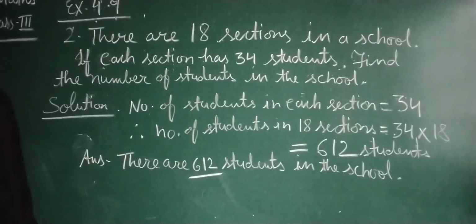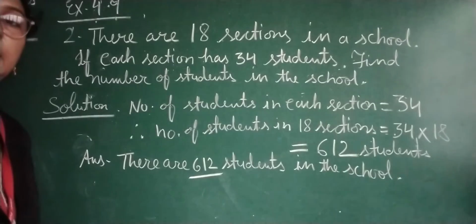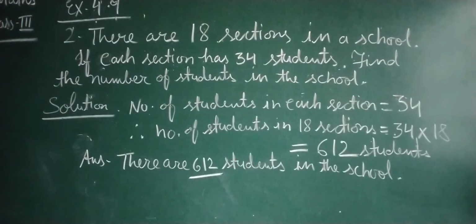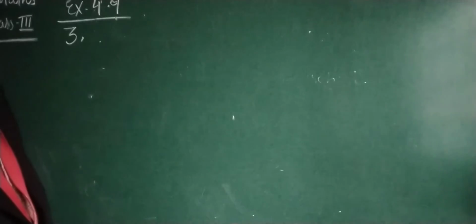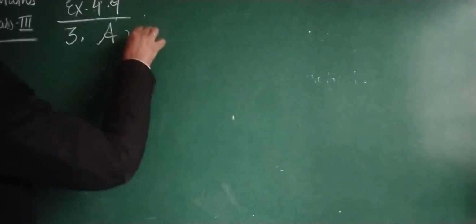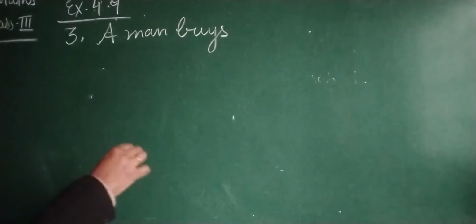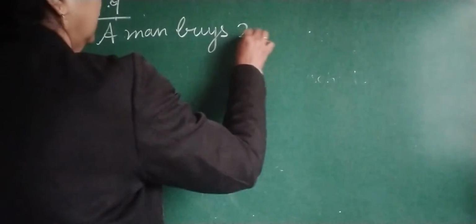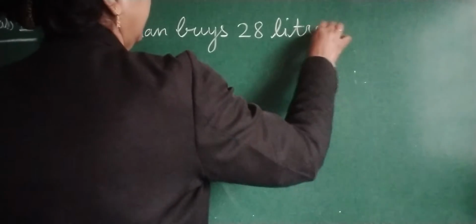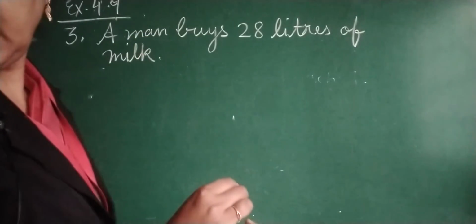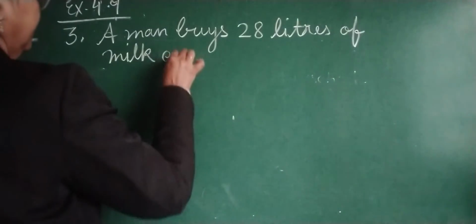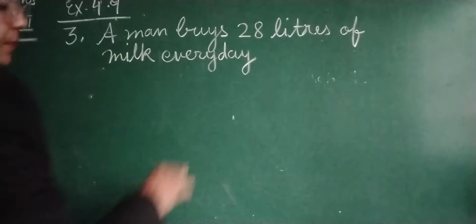Now हम लोग ने second number question कर लिया, ठीक है, अब हम लोग करेंगे third number question. Okay, complete it. Now third number question we will do. Third number question is, a man buys 28 liters of milk, ठीक है? 28 liters of milk every day. Every day. Okay.